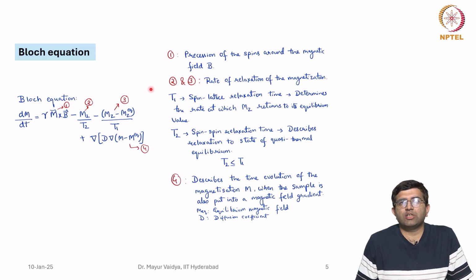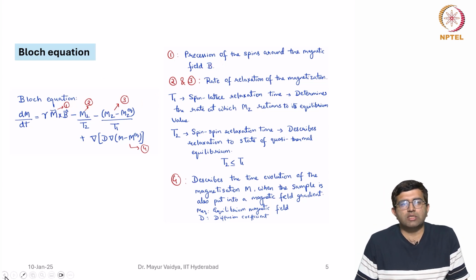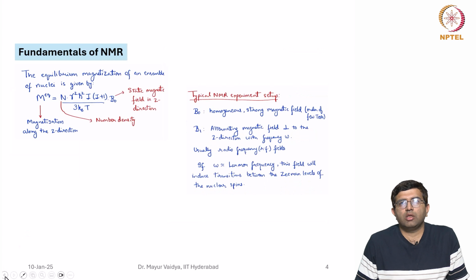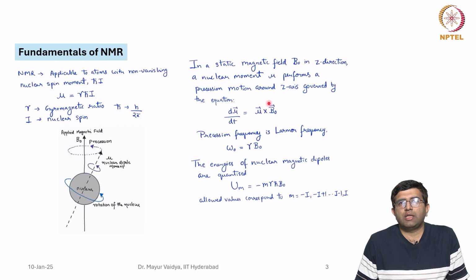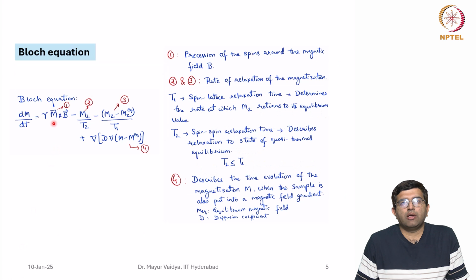So, the very first term is the precession of the spins around the magnetic field B. This M cross B, like we saw in the previous case, where d mu bar by dt is equal to mu cross B naught. Similarly, you have the first term, which is gamma M cross B. This tells about the precession of the spins around the magnetic field B.